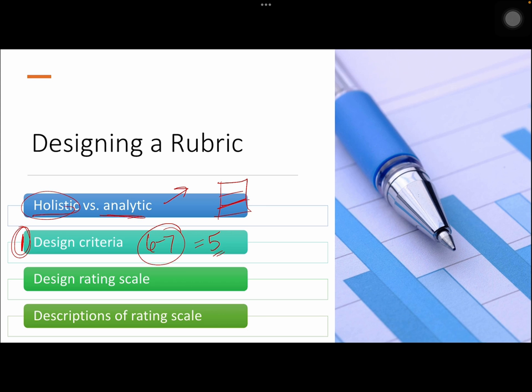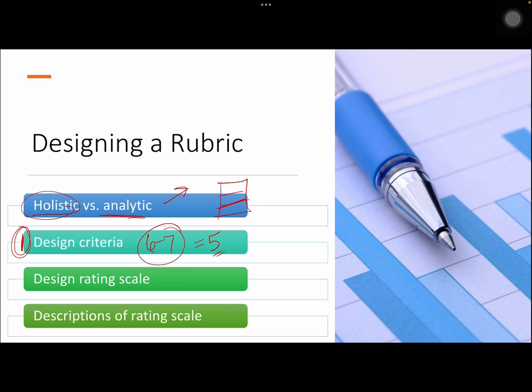Here are things you need to ask yourself about your criteria. Can you observe and measure these? Are they important and essential? Can you distinguish them from each other? Are they distinct from other criteria? And then, of course, you want to revise the criteria as needed.